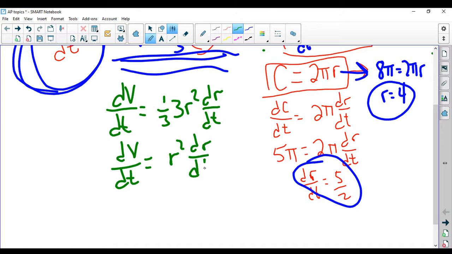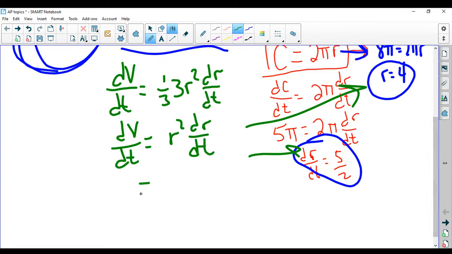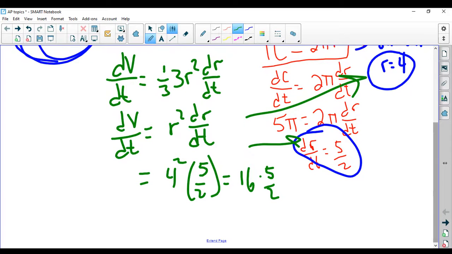Now we were supposed to solve for dV dt, and we need r and we need dr dt, which were found over here. So you just plug them in. dV dt is 4 squared times 5 over 2, which is 16 times 5 over 2, which is 8 times 5, which equals 40.